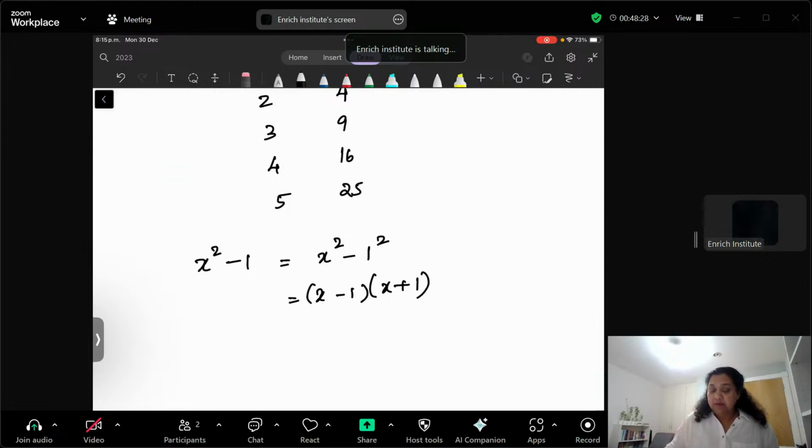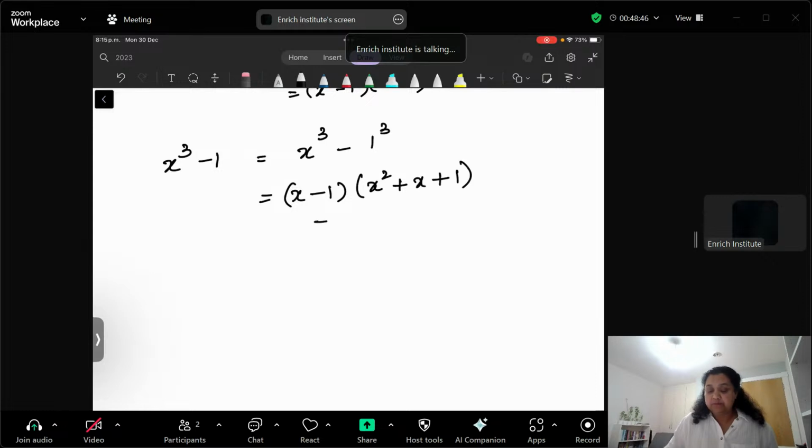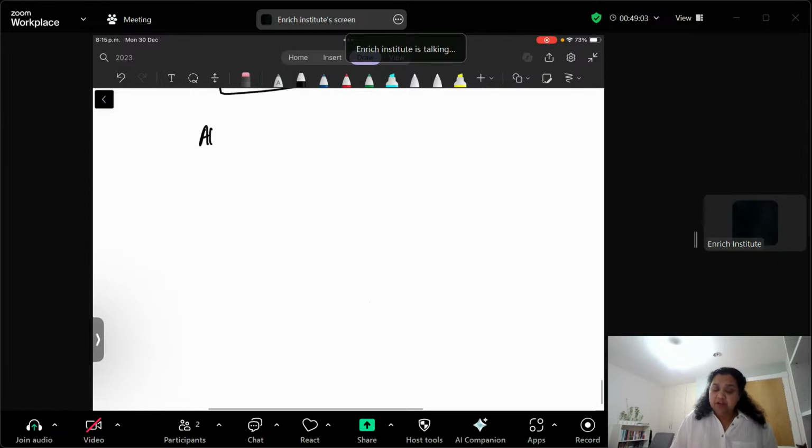The same applies to the cubic equation. If I write x cube minus 1, immediately you need to remember that it is x cube minus 1 cube, and then you can write it as x minus 1 times, applying the formula which you would have memorized by then, x square plus x plus 1. So remember, 1 can be written as 1 square or 1 can be written as 1 cube, etc. Okay, perfect. So we have learned factorization also. Now we are moving on to the third topic, algebraic fractions.